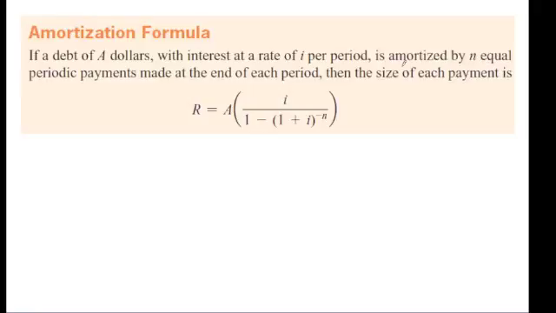This equation, if you have a debt of A dollars with an interest rate of I per period, amortized by N equal monthly periodic payments at the end of each period, gives the size of each payment. So if we know how much we're borrowing, we can use this to find out our equal monthly payments. That's what we're doing with this equation.